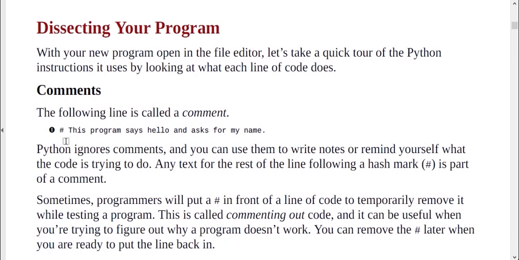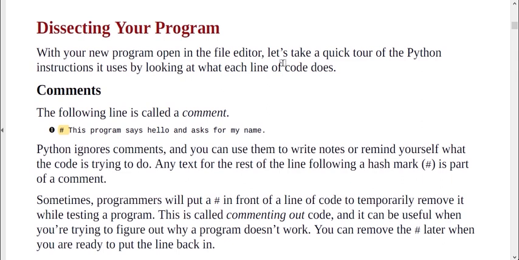So the comments always start with a hash symbol, and whatever sentences or statements we write after the hash are ignored by Python. We can use them to write notes or remind us what the code is actually trying to do. Any text followed by the hash mark is part of a comment. A comment can be a single line or a multi-line, or it can also be an inline comment.